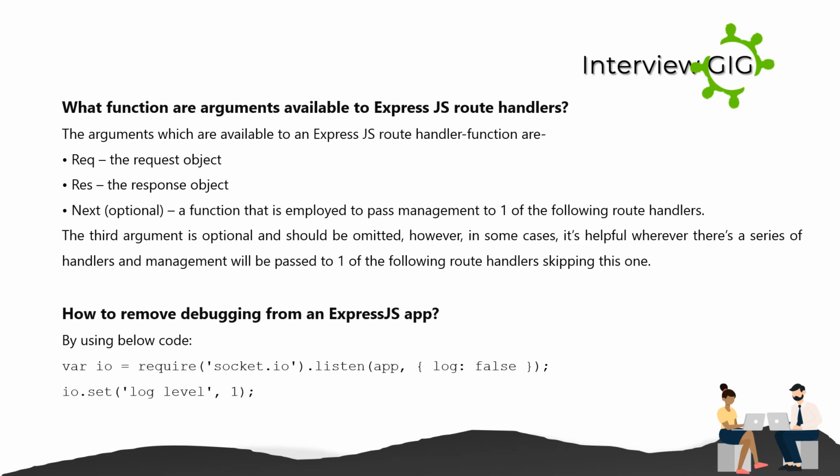What function or arguments are available to ExpressJS route handlers? The arguments which are available to an ExpressJS route handler function are req, the request object; res, the response object; and next, optional, a function that is employed to pass management to one of the following route handlers. The third argument is optional and should be omitted, however, in some cases, it's helpful where there's a series of handlers and management will be passed to one of the following route handlers, skipping this one.